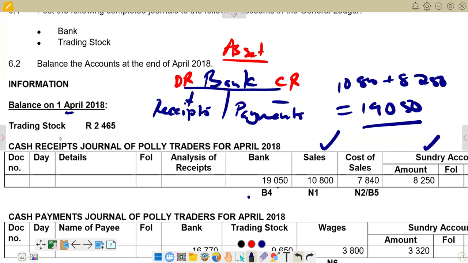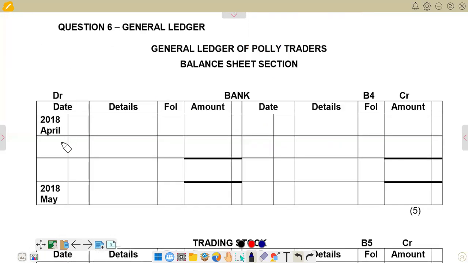That is on April 30, so that is going to be our date, April 30. Here we are saying April 2018, then the date is 30. That's what we are going to enter there as our date. And then on the debit side here, we are saying total receipts. On folio, you represent where you are taking the figure for the receipts. You are taking them from the cash receipts journal.